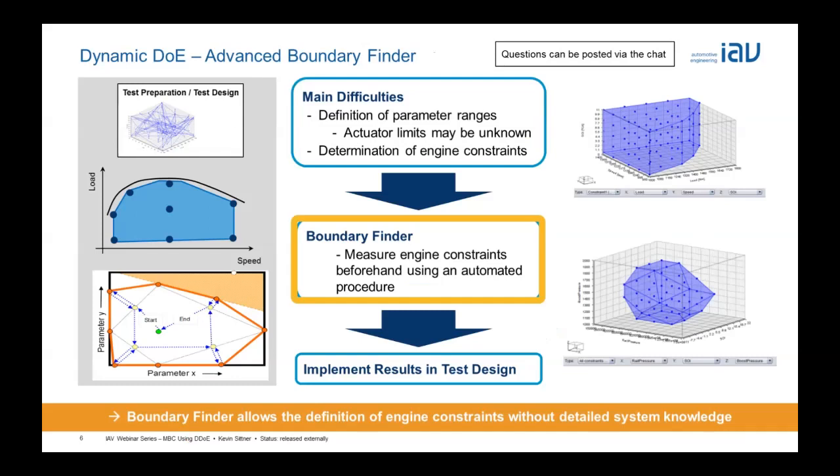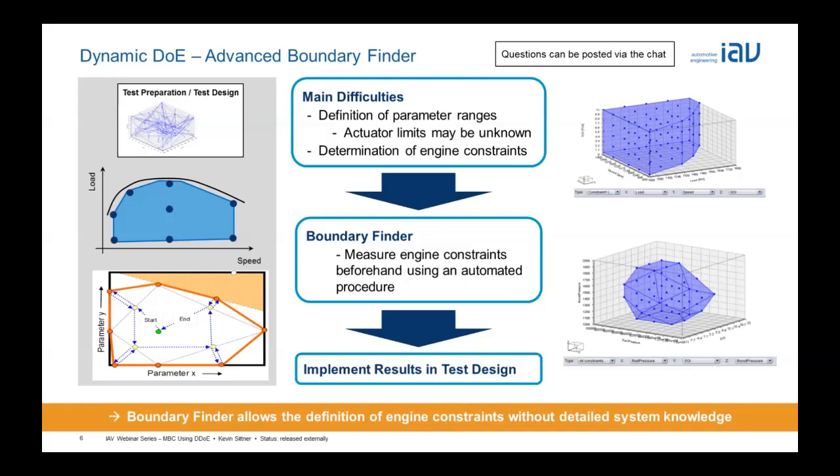The Advanced Boundary Finder allows to measure the engine constraints beforehand using an automated procedure in a test cell. These results are then implemented in the design of the experiment. This allows the design space to be constrained to only the reachable area of the engine operation. This not only improves the model quality, since all design points are usable, but also the efficiency of testing, since attempts of measuring unreachable points can be eliminated.